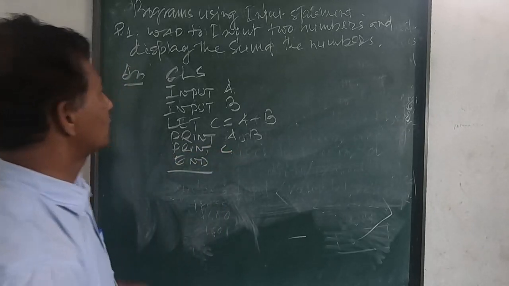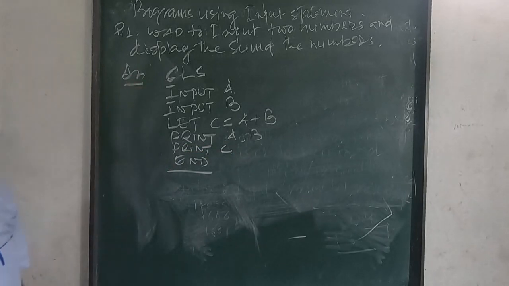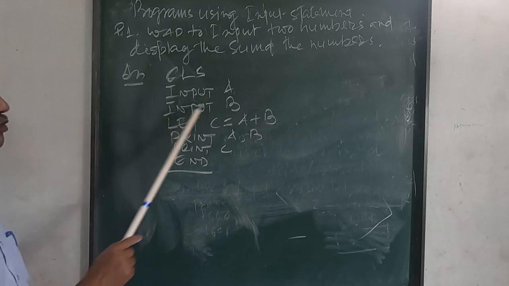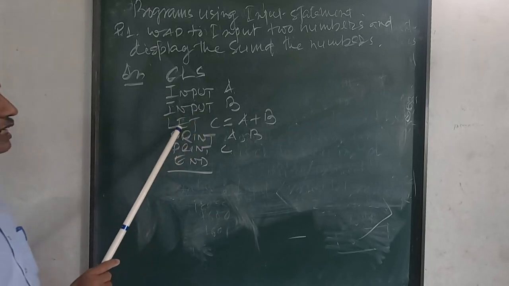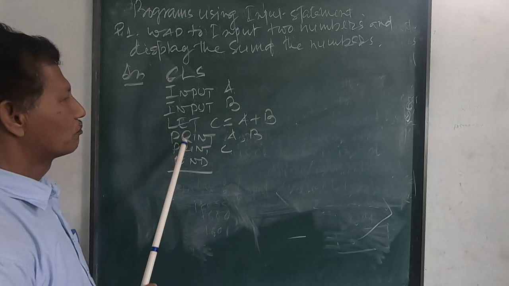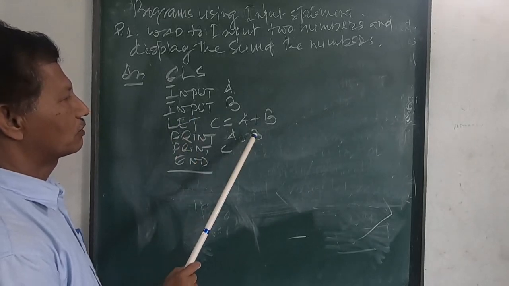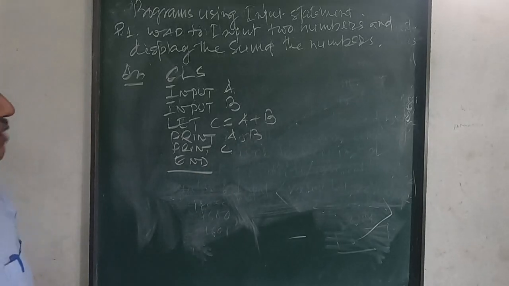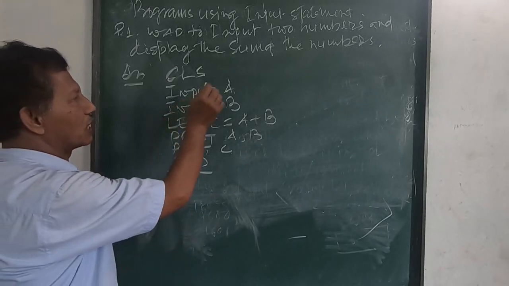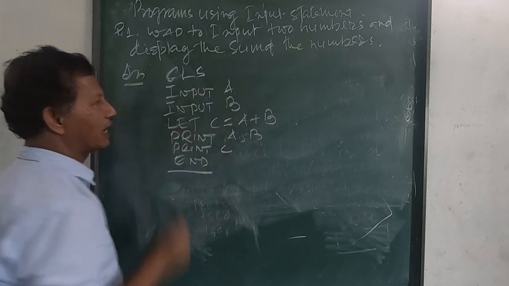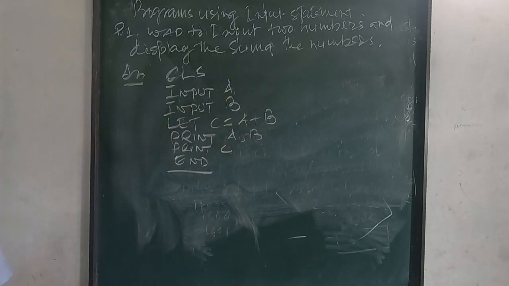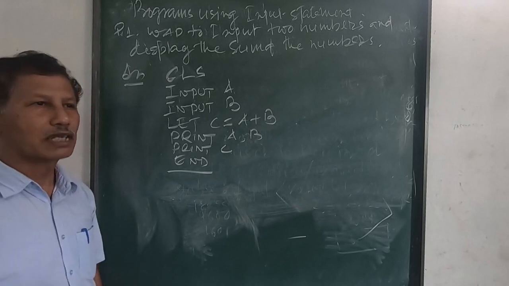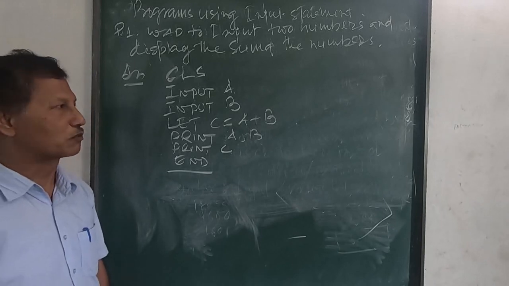When you run this program, you see first of all CLS, input A, input B, next line is let C equal to A plus B, print A, B, print C. And you must have noticed that this time we are not adding any value to A and B. In input statement, values are not given in the program. It is given by the user at the time of execution of the program only.